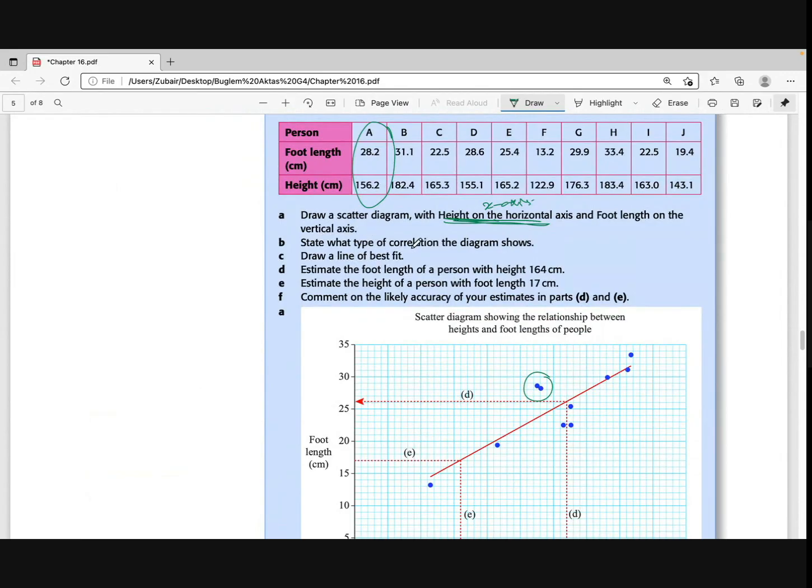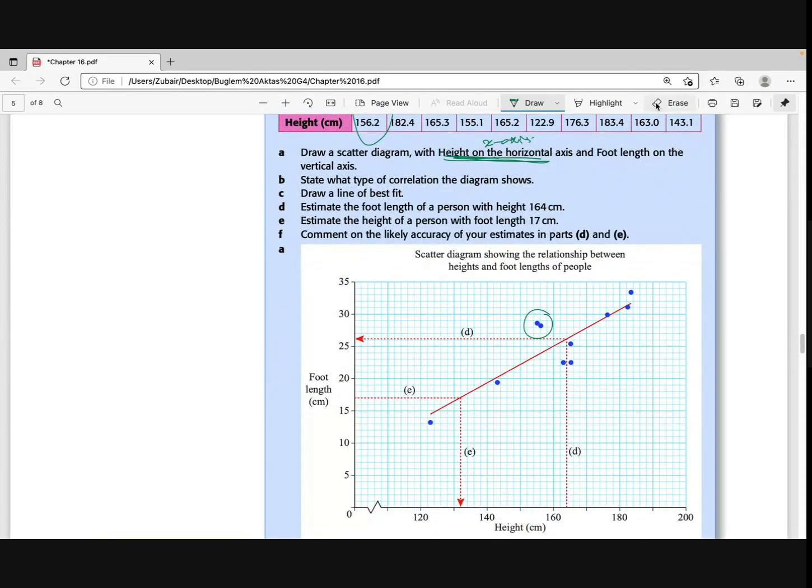The second part says state the type of correlation. Okay. Once done, just look at the points, ignore the red line. What do you notice? Correlation, positive. So correlation is positive, yes.